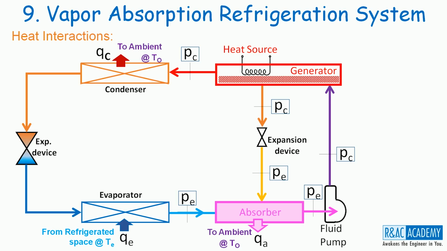Heat source at temperature TG supplies heat QG to the rich mixture in the generator. The fluid pump also receives QP amount of energy to run the pump. However, when compared to the magnitude of QG, the QP will be so less that for all theoretical calculations, QP can be ignored conveniently.